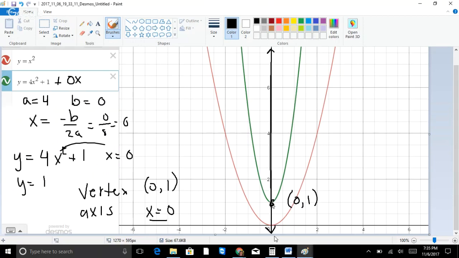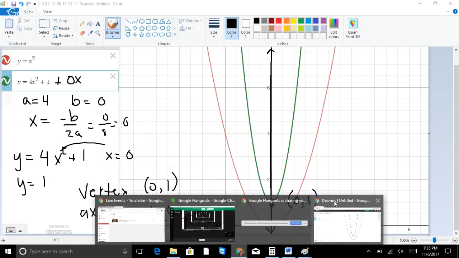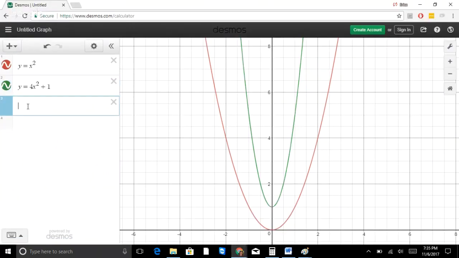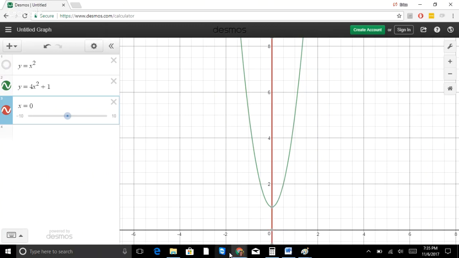If you have a TI calculator, it cannot graph x equals 0. I do believe, let's check that Desmos can graph x equals 0. So let's see, x equals 0. Yes, it can. So you can see here, I'll turn that off. Our axis of symmetry is x equals 0, and our vertex is at (0, 1).